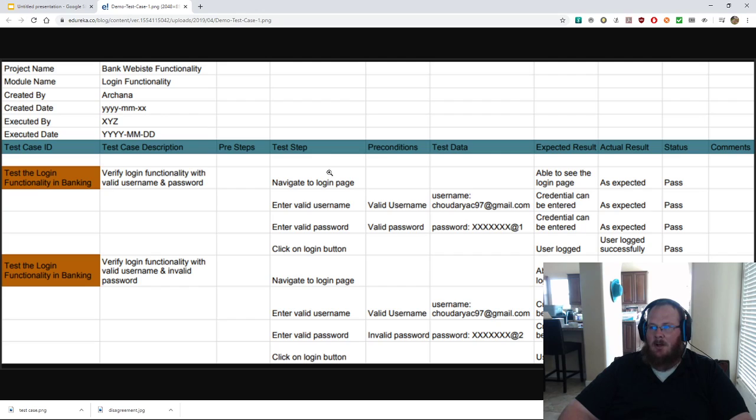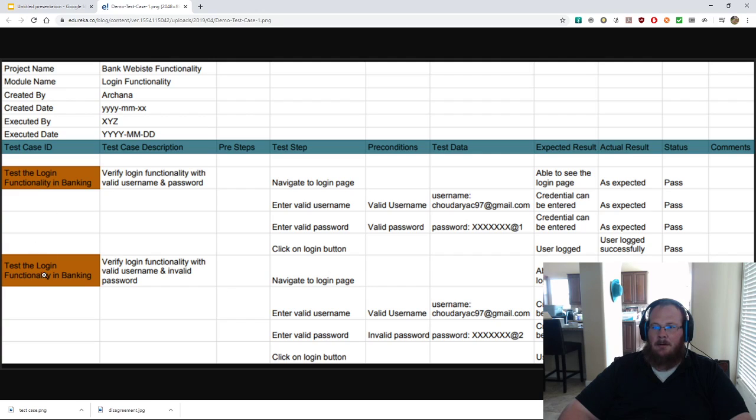You want to navigate to the login page. Hopefully they've given to you what the login page is so that you don't have to guess what that page is. Enter a valid username, and they give you a username. Say, use this username when you're logging in. Enter a valid password. What's the valid password? Here it is. They provide it to you. Click the login button. Here's the expected result, that the user gets logged in and that they get logged in successfully.